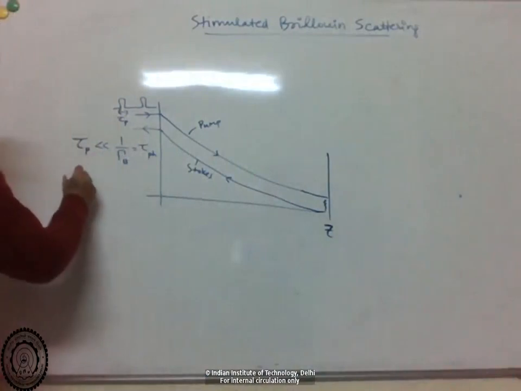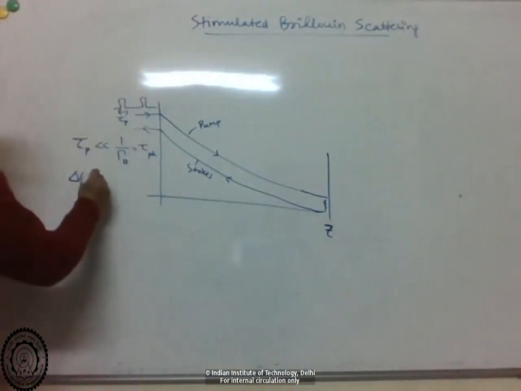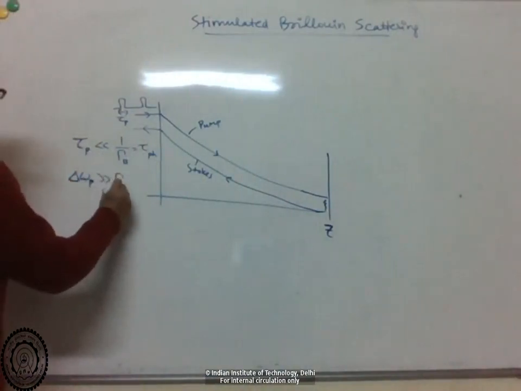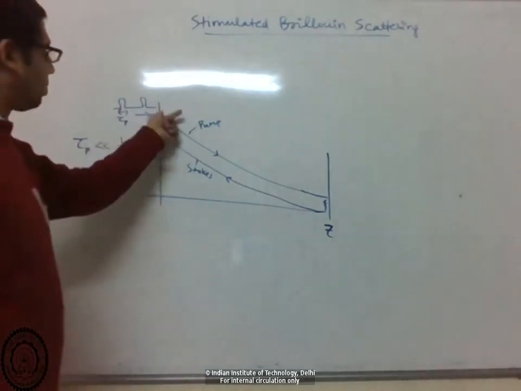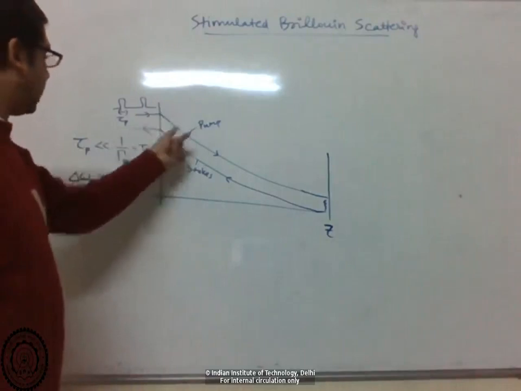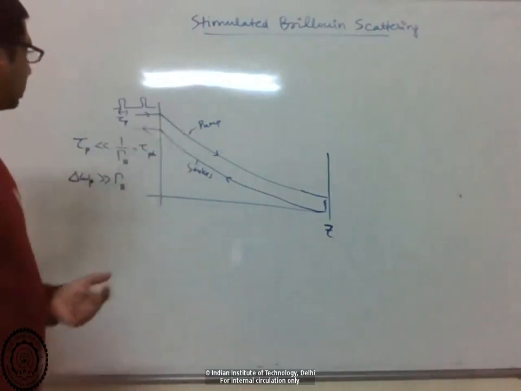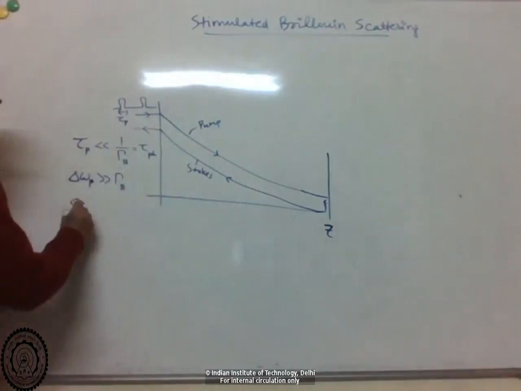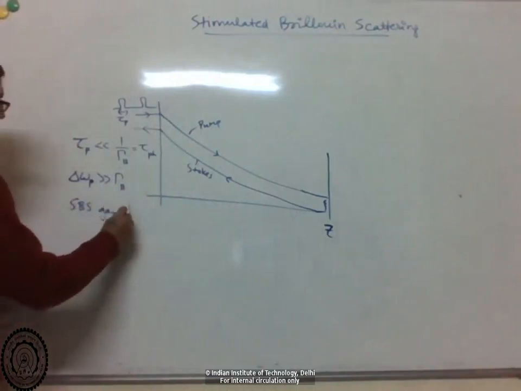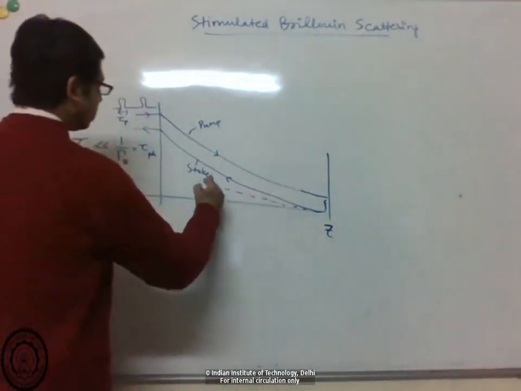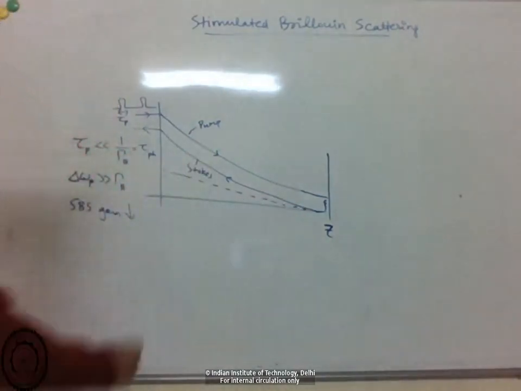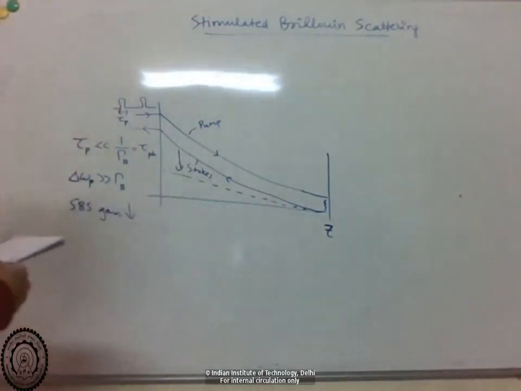Equivalently, you can see that my spectral width needs to be greater than the Brillouin line width. Okay, so if the spectrum of my input beam here is broader than the Brillouin line width, then basically you'll see that you can reduce this SBS gain. Okay, so you can reduce this backscattering.